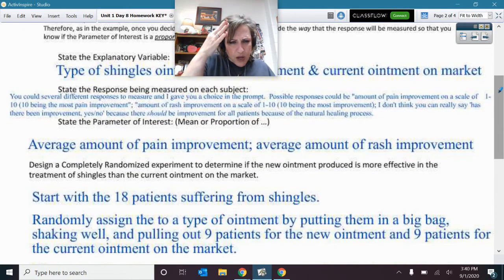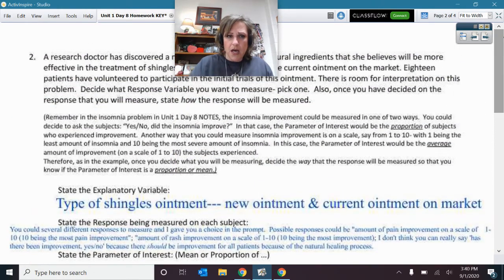Now, I put state the response. Oh, this is an interesting one. I said state the response being measured. In the prompt, I gave you options of how you could measure that. I said, how do you decide the response you want to measure. Pick one. Do you want to measure the pain? And do you want to say the proportion of patients that say they've had pain improvement? Or do you want to say on a scale of 1 to 10, how much their pain improved? Okay. Do you want to measure the rash and say, yes, no, the rash improved, which it would probably naturally improve just over time. So, more than likely, we're going to have some kind of scale of how much that rash has improved. Okay. Those kinds of things.